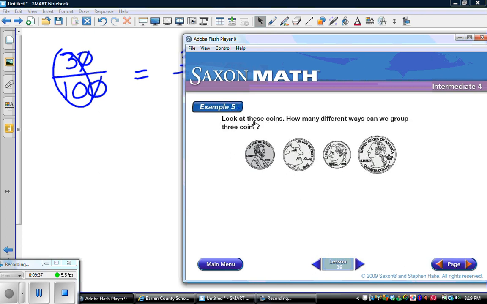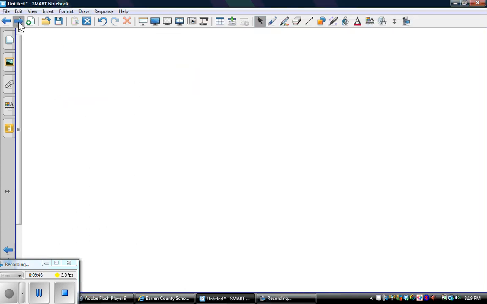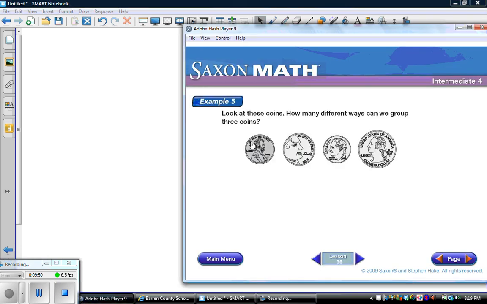Example 5, look at these coins. How many different ways can we group 3 coins? And we did a method on the other example that we'll use now. Let's see, penny, nickel, dime, quarter. We'll go ahead and do that again.